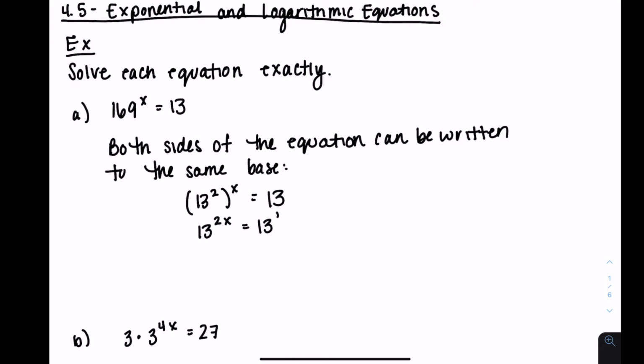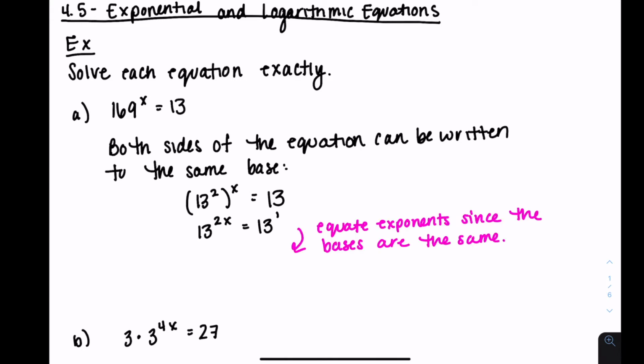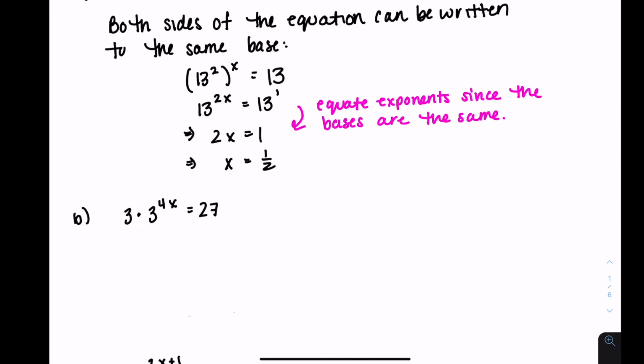So the only way these two sides will be equal is if those exponents are equal to each other. So because they're the same bases, we can equate the exponents. So really the solution to this will be 2x equals 1, or dividing by 2 gives us x equals 1/2. So you don't need to go through and check this answer. You can if you have time, but this isn't going to give us anything extraneous. So let's go ahead and try this next one.